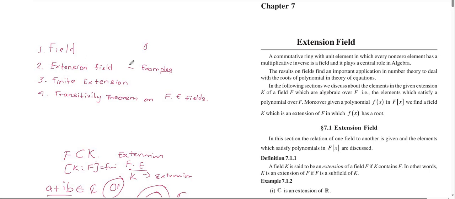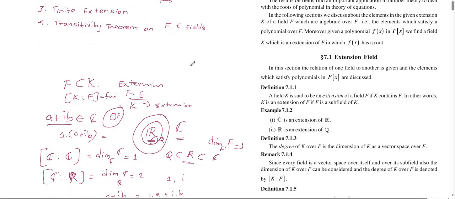Now we have the definition of extension field. You have two fields, say one is F, the other one is K. When you have K to be a field which contains F, then you call K an extension of F. When do you call K an extension of F? If F is contained in K. So that is called extension.